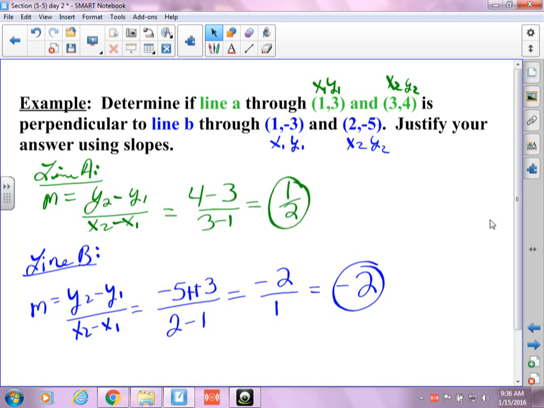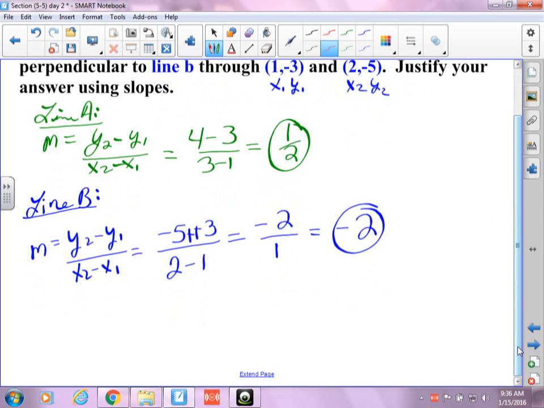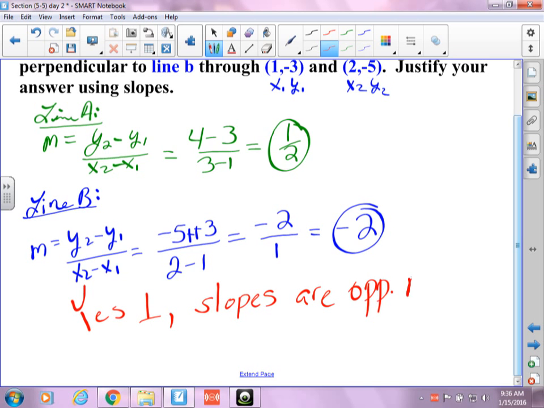Are they opposite or reciprocals? Yes, they are. Because 1/2, if I flip it, it becomes 2/1. So are these perpendicular? Yes. So you're going to write yes, perpendicular, slopes are opposite reciprocals. Done.